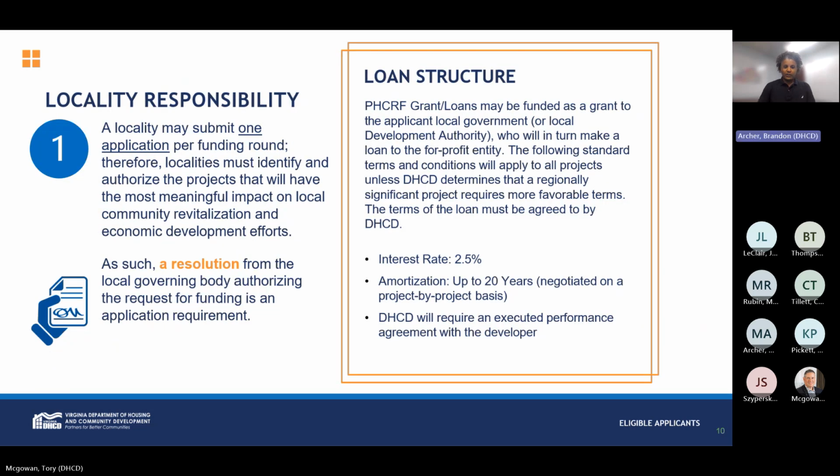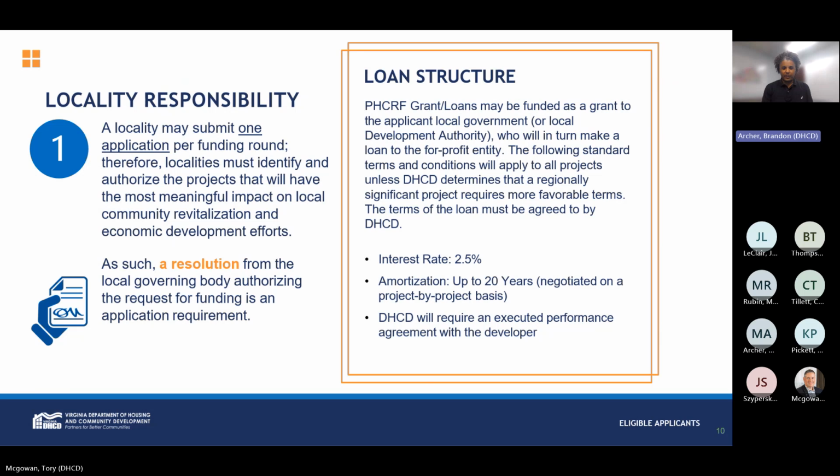Your locality can only submit one application per funding round. You should strive to select the projects with the highest and best use, and be sure to only consider projects that are shovel ready. Your project should be under contract within 6 months of the award announcement, so having your capital stack secured and your development team ready to go are essential.